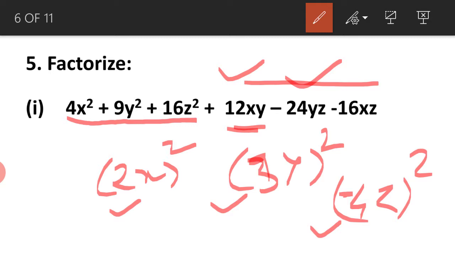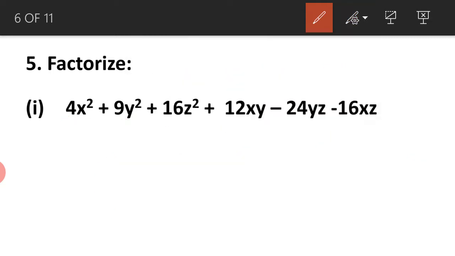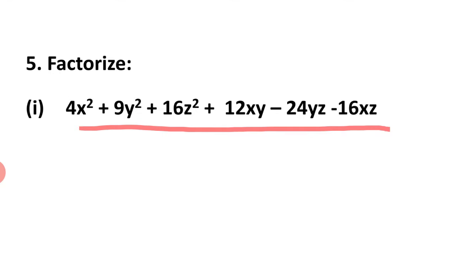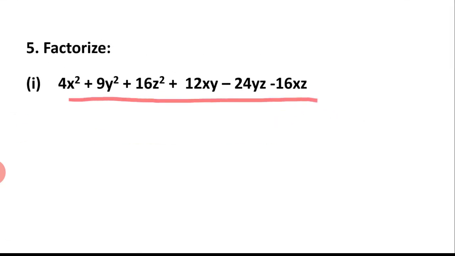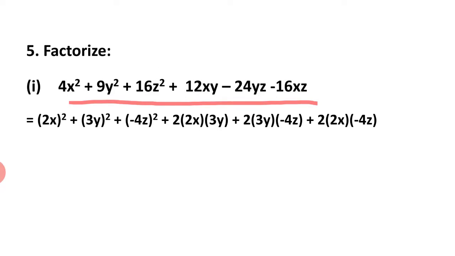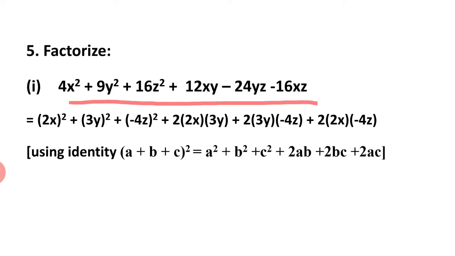So this particular expression is exactly coinciding with the right hand side of (a plus b plus c) whole square. So can we factorize using identities? So yes, now which identity we are going to use? (a plus b plus c) whole square. And here what will be a? a will be 2x, b will be 3y and c will be minus 4z.